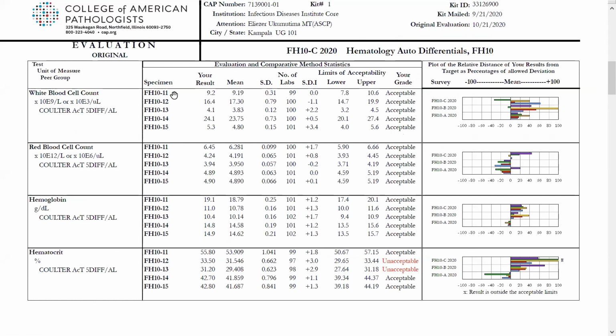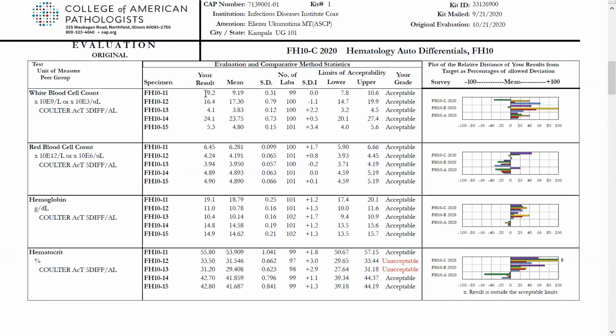Now, this middle section is broken up into 6 rows. The first one just tells you the specimen ID: specimen number 11, 12, 13, 14, 15. Notice that for red blood cells it's the same 5 specimens. So you get 5 specimens for each analyte, but basically it's the same one tube. It's the same FH1011 that's run for all these analytes.